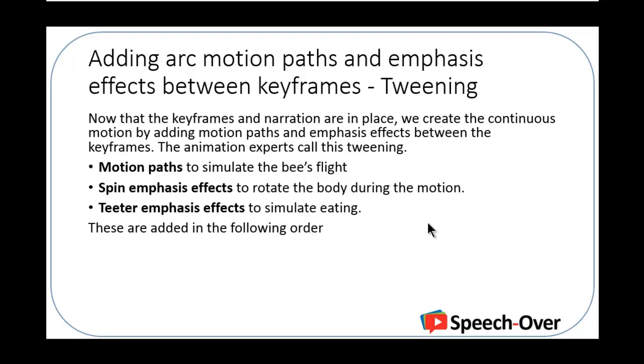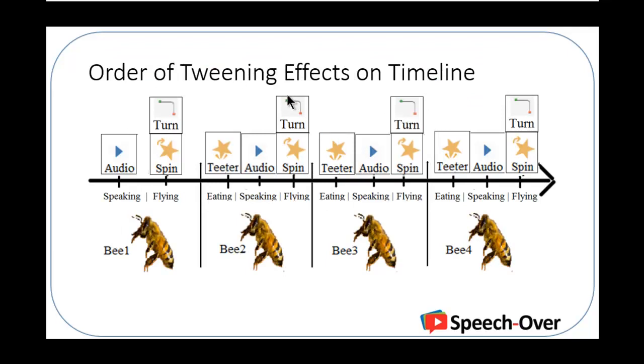These are added in the following order of tweening effects. For each bee, we have the effects for that bee. The first bee speaks and flies, so we have audio, and the flying is two effects together, the turn motion effect and the spin. Then B2 has actually three effects: the eating, which is teeter, the speaking audio, and the flying, turn and spin, and so on for the other bees.